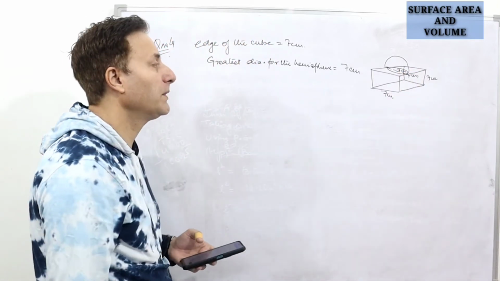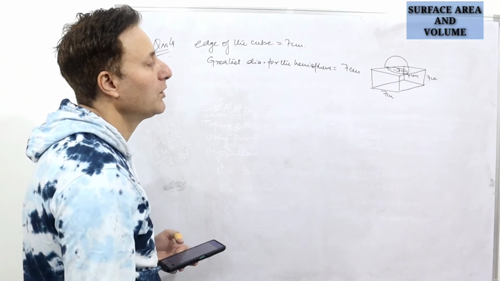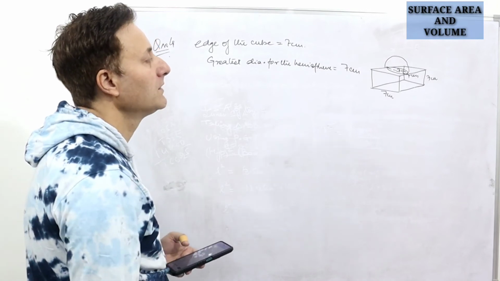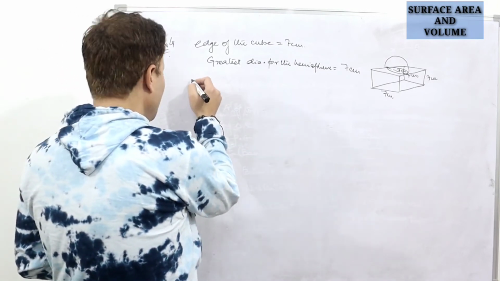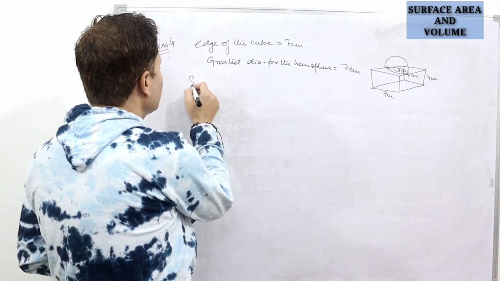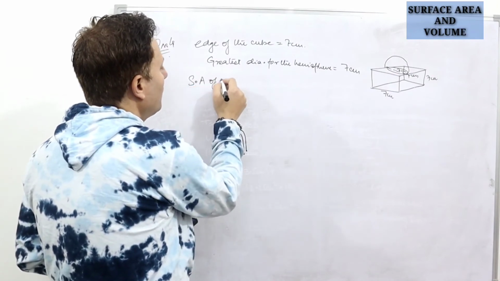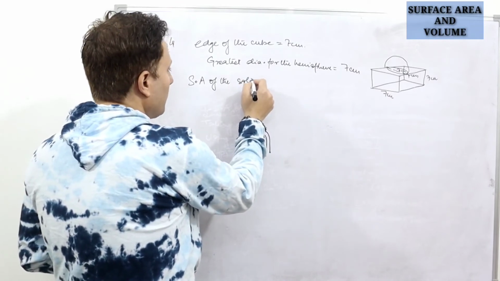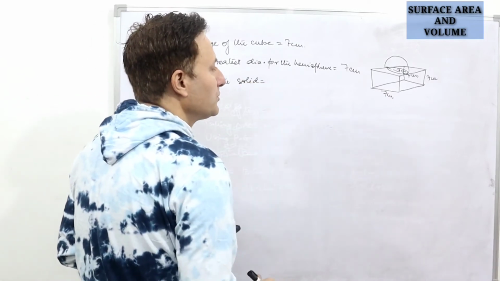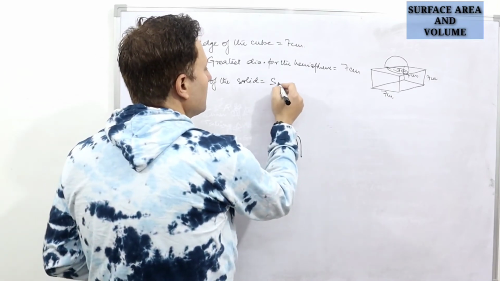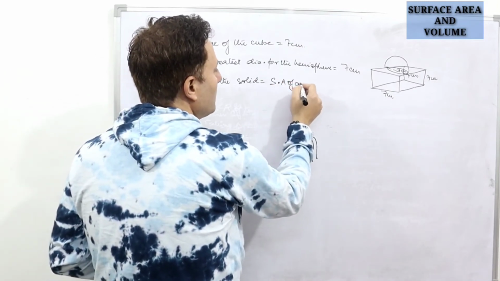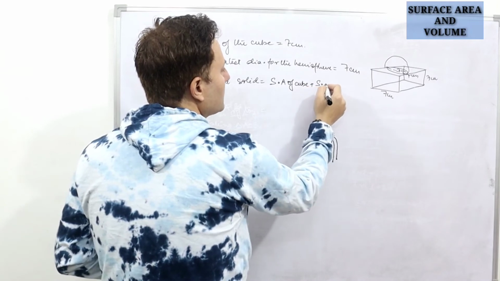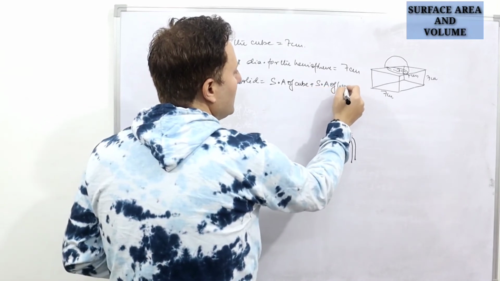So what are we talking about? We are talking about two things here. One is the cube, then we have the hemisphere as well. Now it says find the surface area of the solid. So what do we have? We have two things first of all. First we will find the surface area of the cube. Then we will find the surface area of the hemisphere.